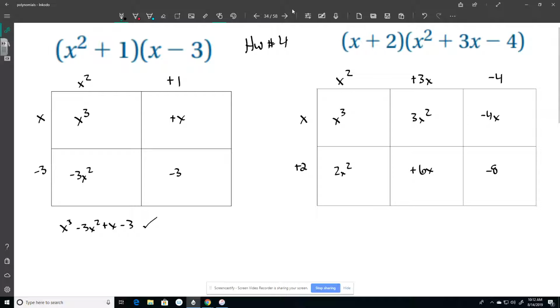And we look for like terms. x cubed is my only cubed. And then I have 2x squared and 3x squared. They're both positive, so that becomes 5x squared. And then I have 6x and minus 4x. That becomes 2x. And then I have a minus 8 at the end. That would be your final answer. Okay, so that is multiplying polynomials.